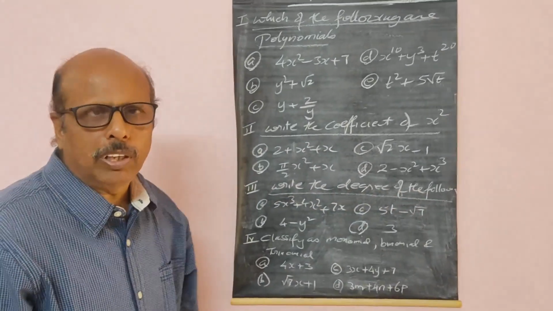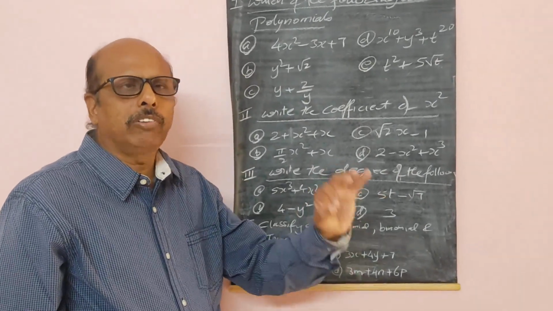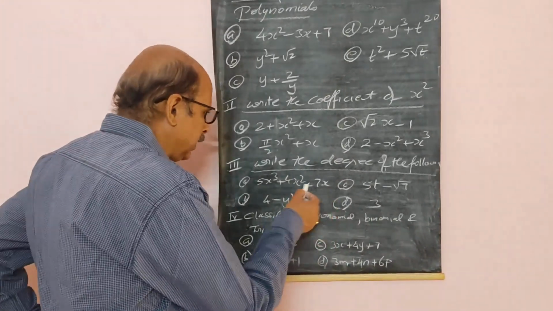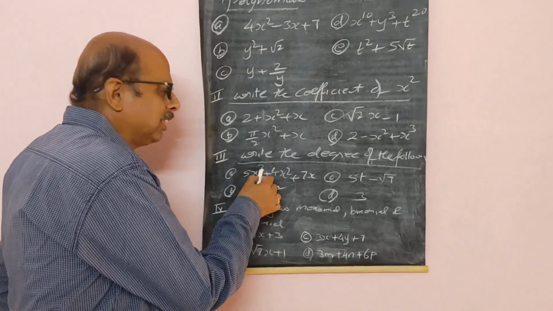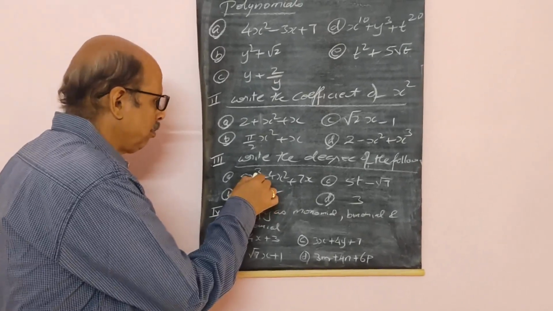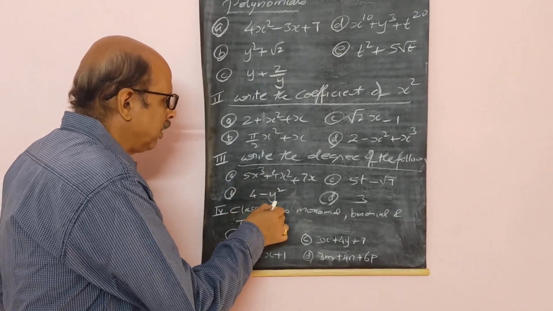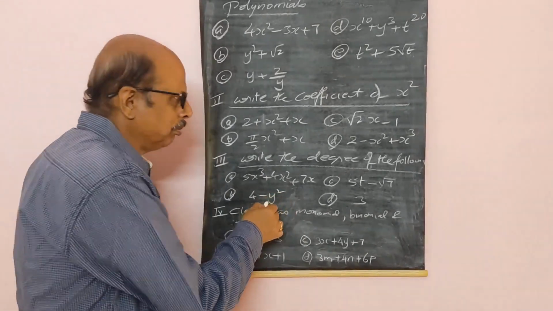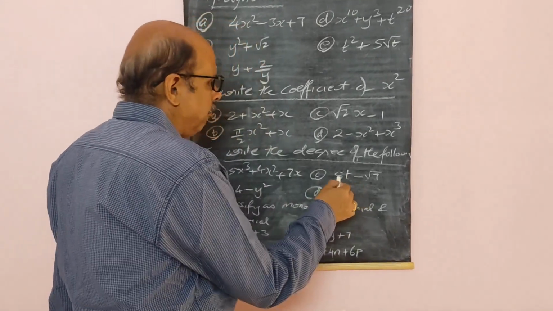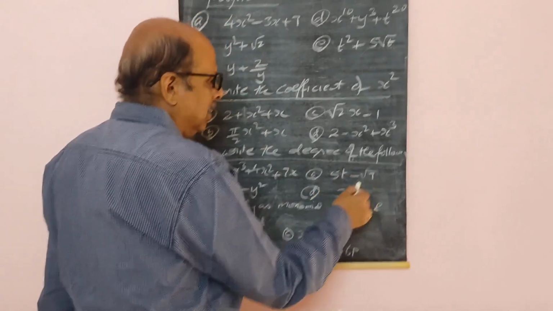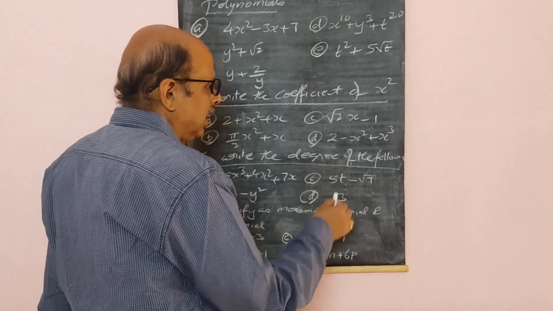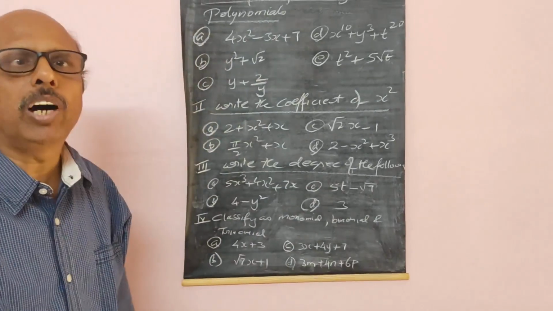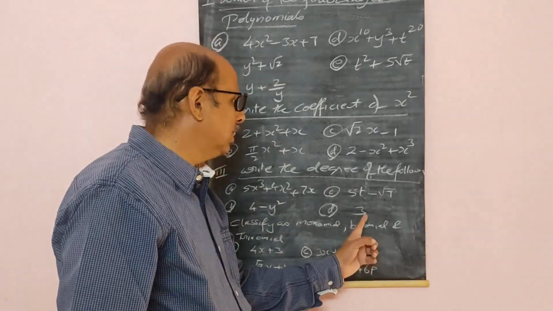Now coming to writing the degree of the polynomial. The degree of the polynomial, as we have said, is the highest power of the variable in the polynomial. Now see this expression. Here the highest power is 3, therefore the degree is 3. Here the variable is y, the highest power is 2, so the degree is 2. Here 5t minus root 7: the variable is t. It has nothing written on the top, which means you should take it as 1. So the degree is 1.